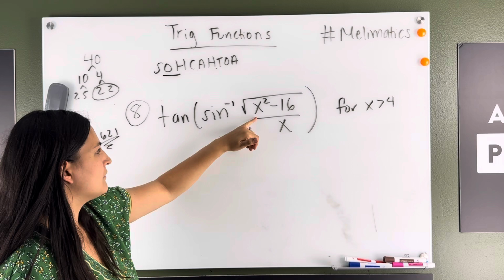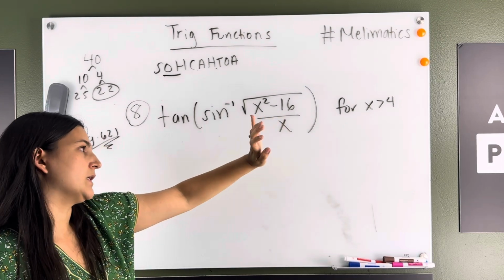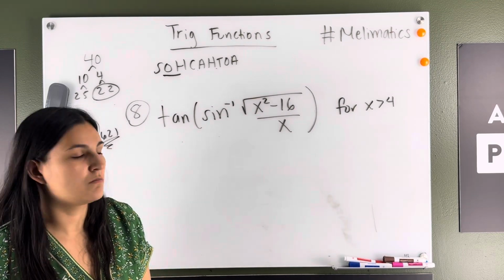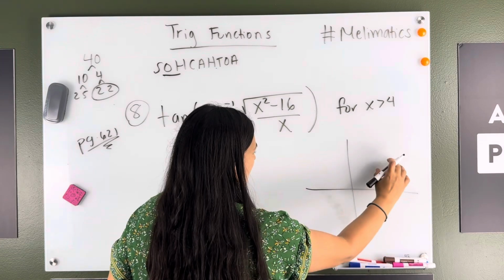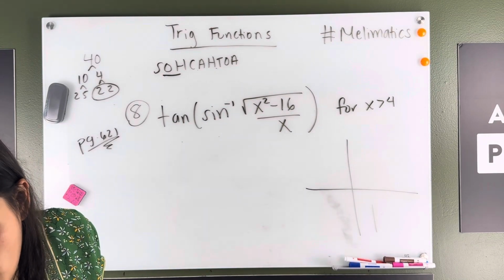Okay, so if you were to plug in a value bigger than 4, such as 5, right, then this would be 5 squared, which is 25, minus 16 is 9, square root of 9 is 3, so this would be 3 over 5, which is positive. So where can arc sine be positive? Remember, it's either the first or the fourth quadrant. So that means that it is in the first quadrant.